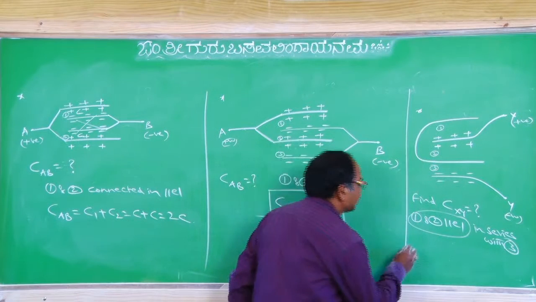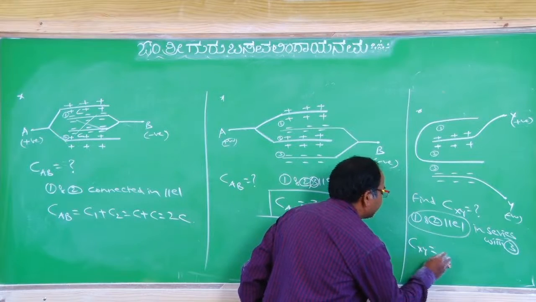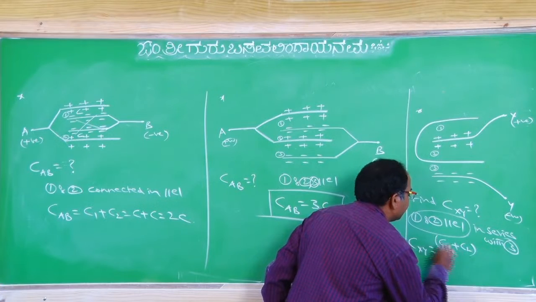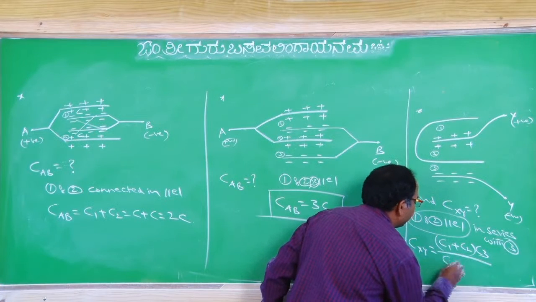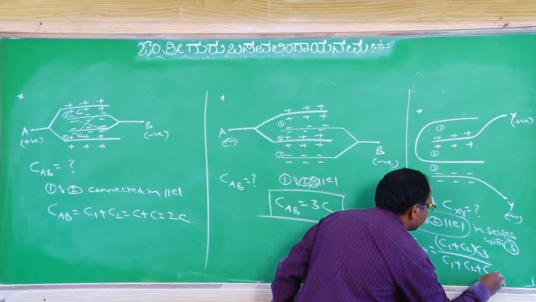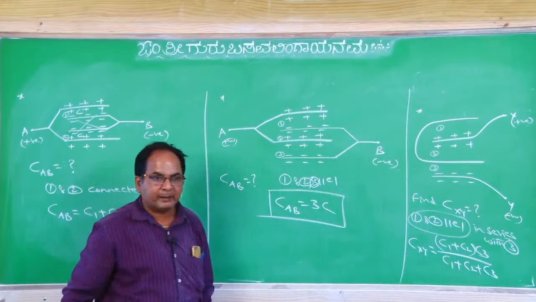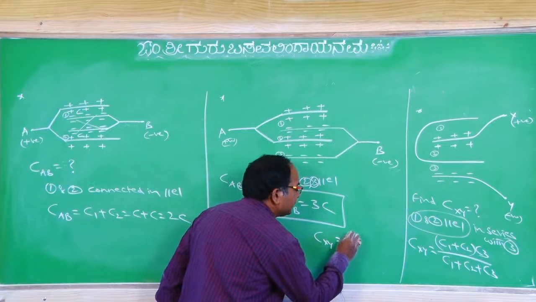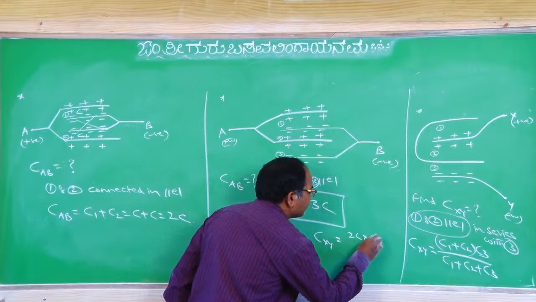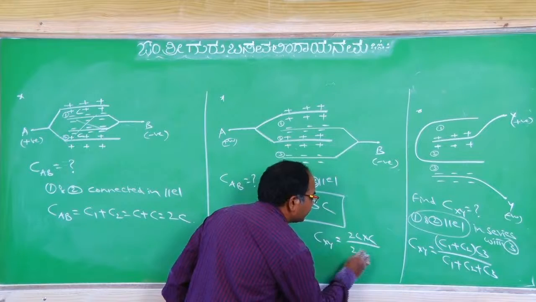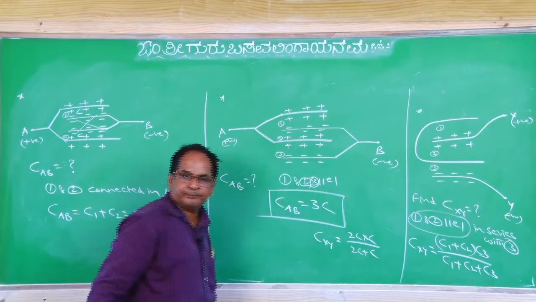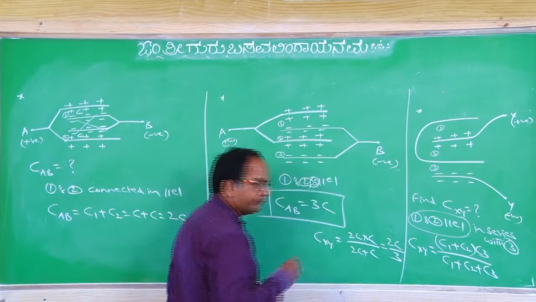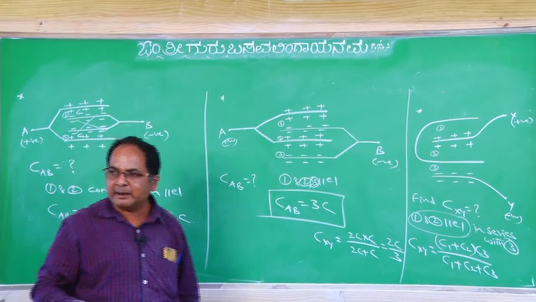So how do you write CXY? Tell, CXY is equal to what? C1 plus C2 into C3 divided by C1 plus C2 plus C3. Okay, now? So CXY is equal to C plus C, 2C into C by 2C plus C. That will become what? 2C by 3.